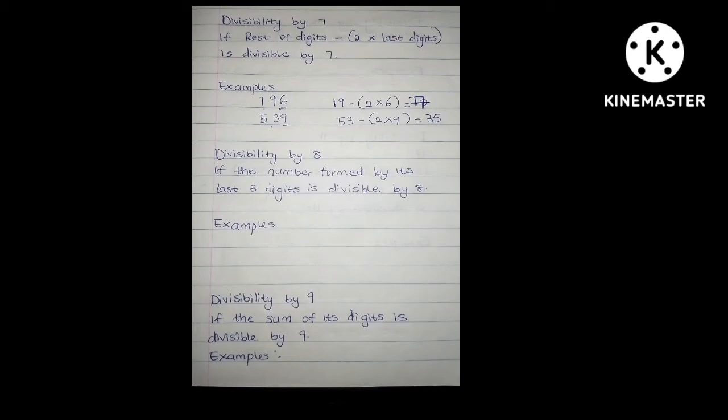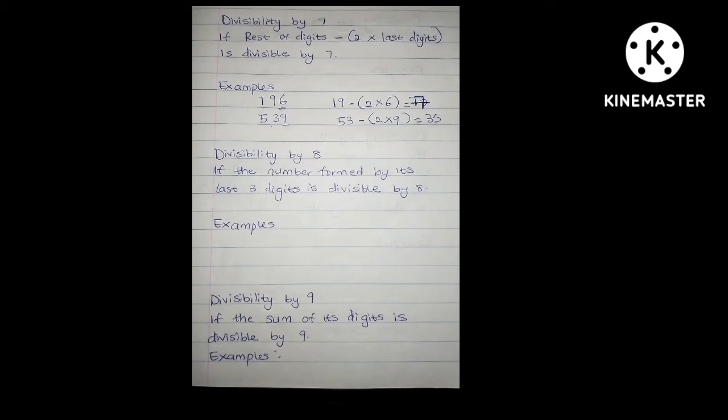Alright, the next is divisibility by 8. If the number formed by its last 3 digits is divisible by 8, so given a number, if the last 3 digits number is divisible by 8, that means this number is divisible by 8.